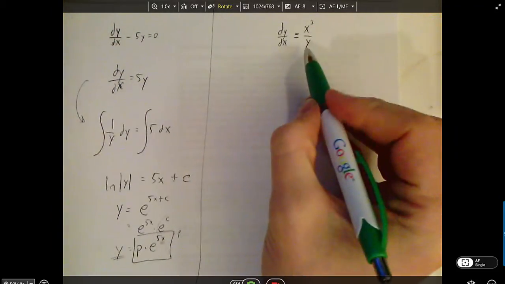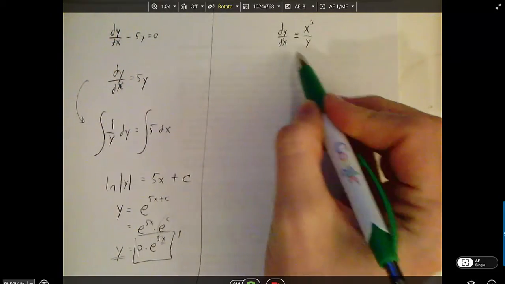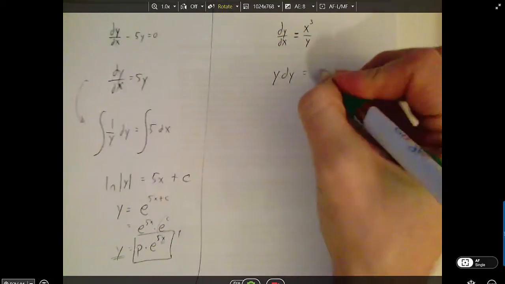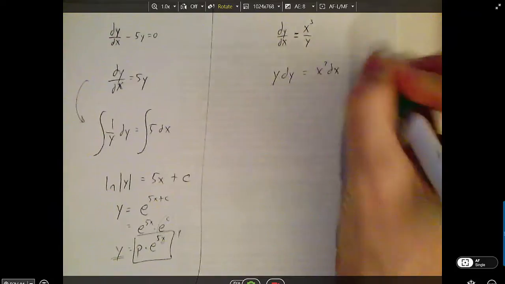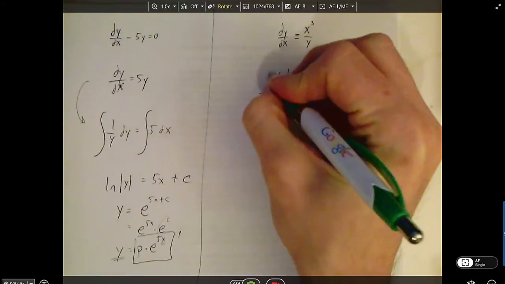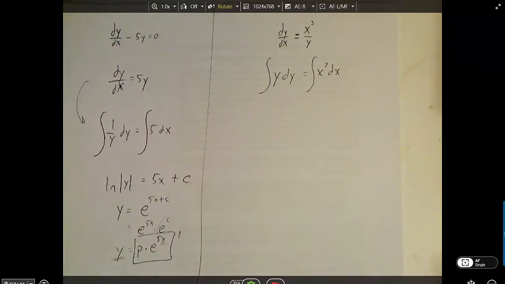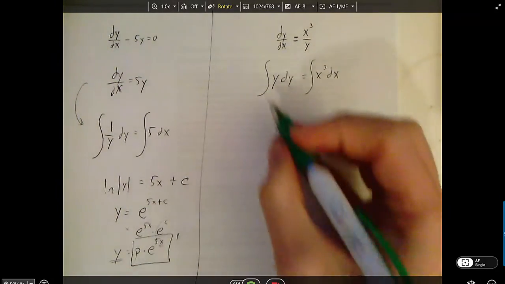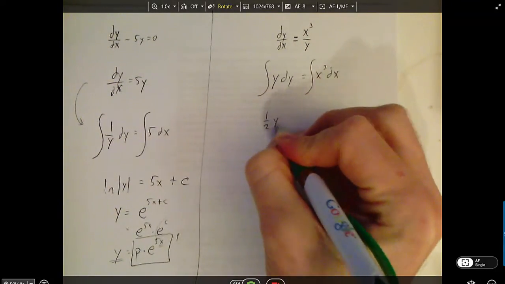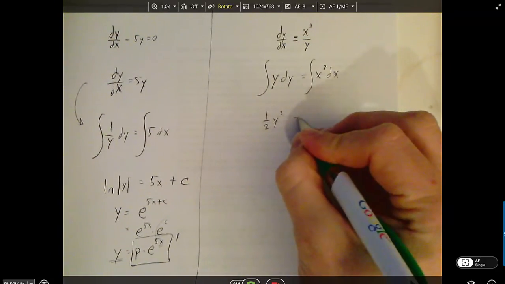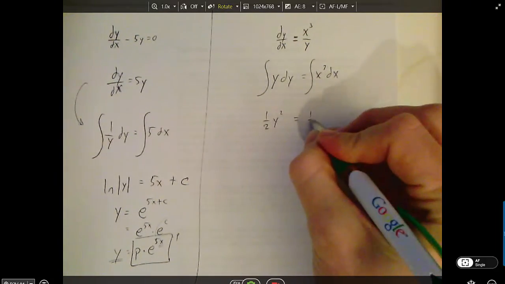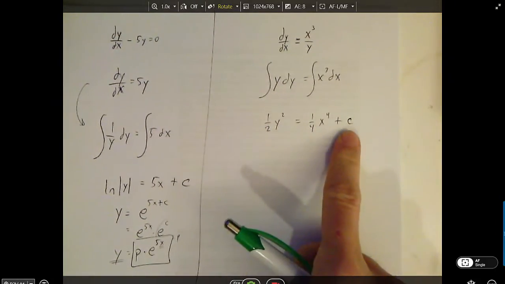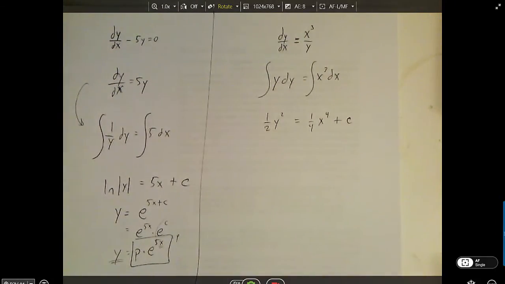Alright, what's this whole story look like for this other problem? Same technique. I'm going to multiply both sides by y and both sides by dx. So now I've got y dy equals x cubed dx. This is bad, this is mathematically valid. So now again, let's just do both our integrals. This one should be 1/2 y squared plus a constant. This one should be 1/4 x to the 4th plus a constant. And this constant is the collection of both constants.